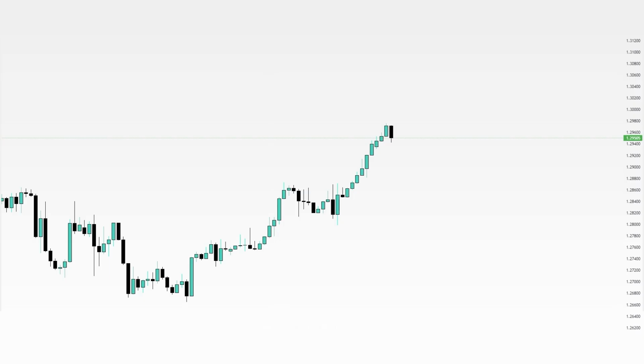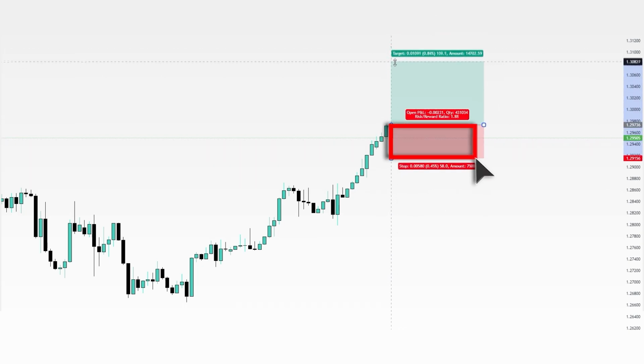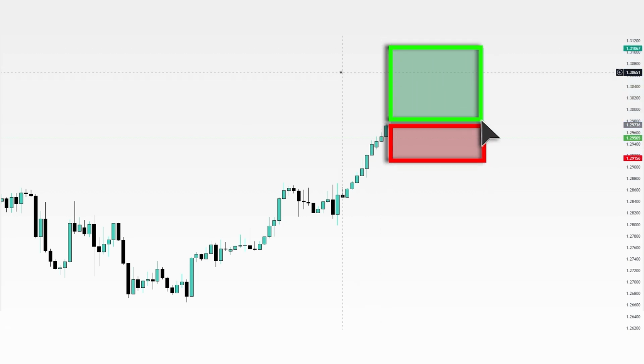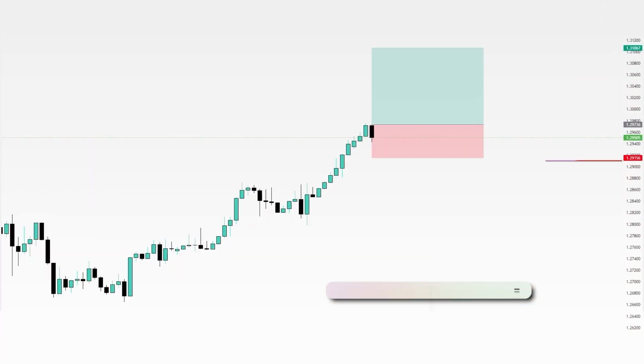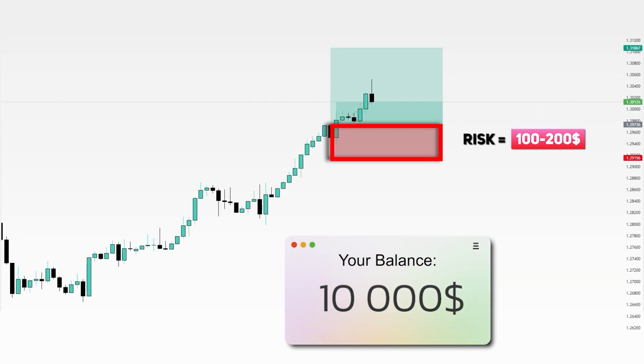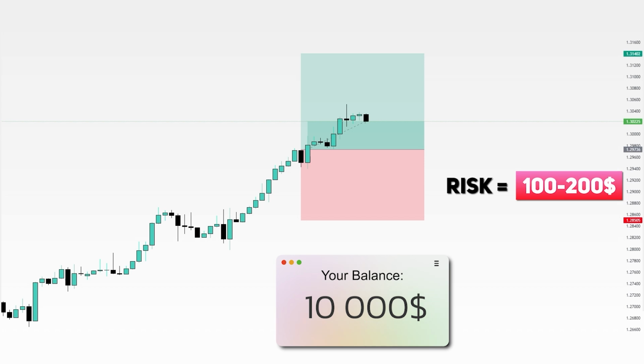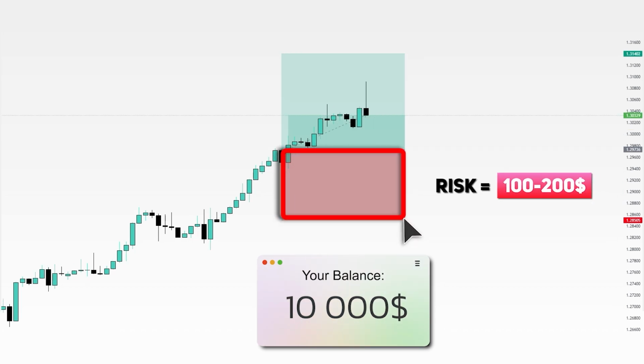Now, before you open a trade, it is important to understand where you will place your stop loss and take profit. These levels determine how much risk you are willing to take and how much profit you expect to make. It is recommended that you set your stop loss so that your risk does not exceed 1 to 2% of your deposit. If the potential loss on a trade exceeds these values, it is better to refuse to open it.